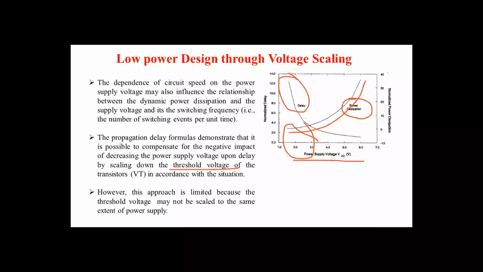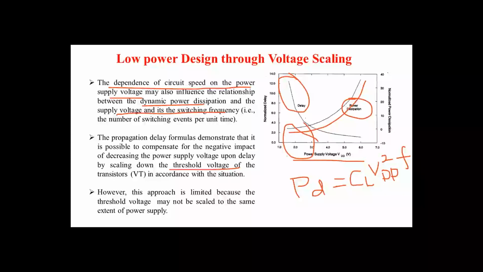So there are two different methods. Another thing is that the dependence of the circuit speed on the power supply voltage may also influence the relationship between the dynamic power dissipation, the supply voltage, and the switching frequency. What does switching frequency mean? Normally we know that the dynamic power dissipation is equal to load capacitance times VDD square times frequency. So the frequency is also directly proportional to the power dissipation.